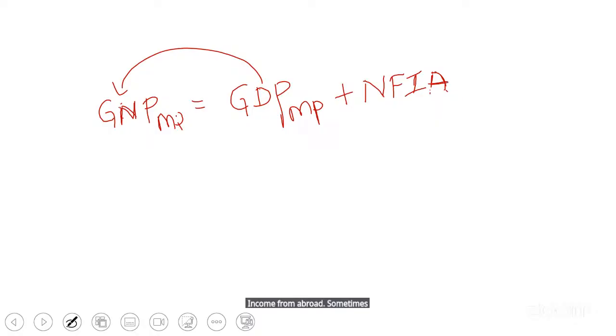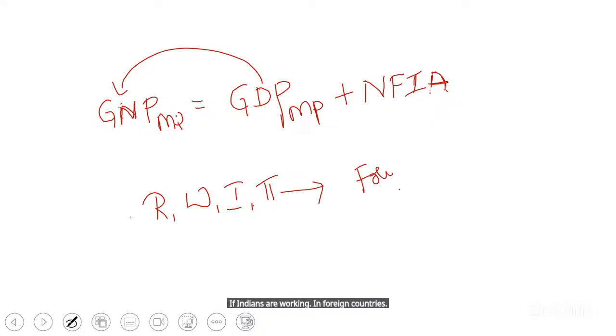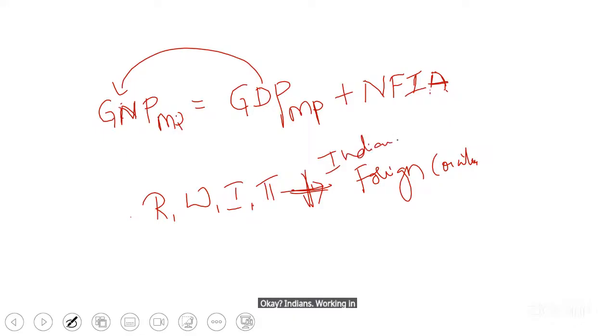Sometimes they write NFYA also, where Y stands for income. So net factor income from abroad. What do you mean by net factor income? Rent, wages, interest, and profit. If Indians are working in foreign countries, then it has to be added.